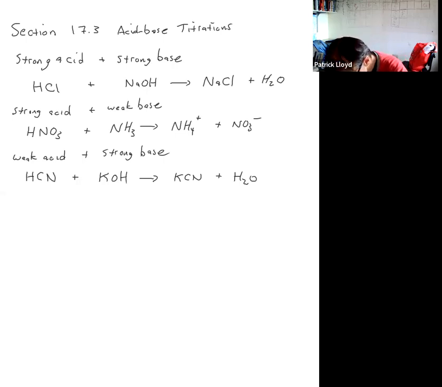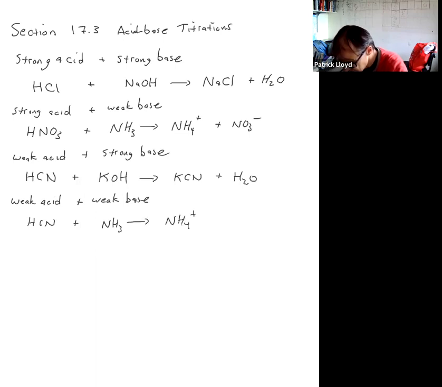And then the fourth combination, which we're not going to look at in this course, at least not in terms of doing the calculations here, is a weak acid with a weak base. So this is a fourth type of reaction that could occur. And again, just to come back to examples, we could have HCN, for example, reacting with ammonia. Okay, and so we would get ammonium and cyanide. Again, we're going to treat that reaction as a Bronsted-Lowry reaction where we're transferring a proton from the acid to the base. So really, it's these first three that we're going to look at here.